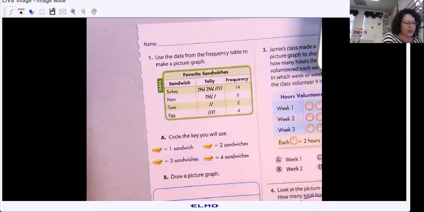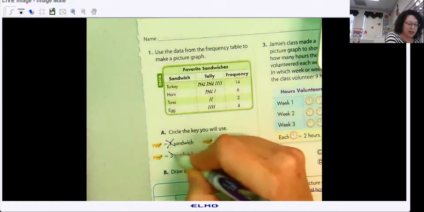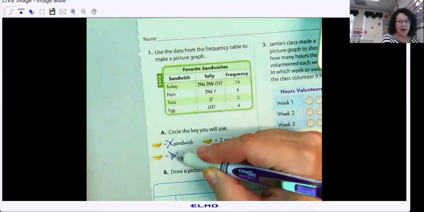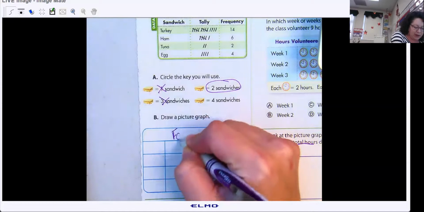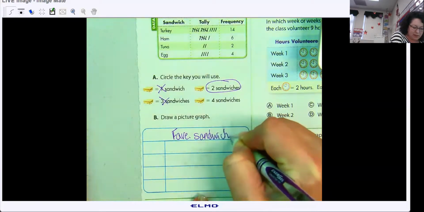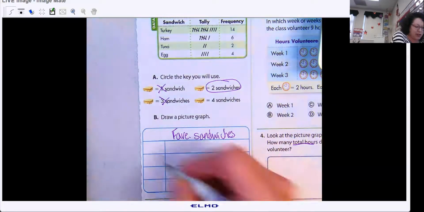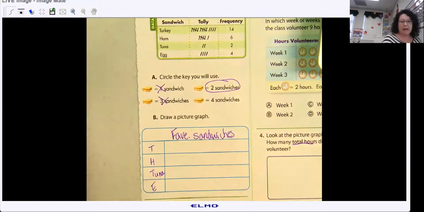All right, use the data from the frequency table to make a picture graph. And it says circle the key. So 14, 6, 2, 4. I'm not going to use 1 or 3 because these are all even numbers and these are odd. I'm going to pick 2. So I would title it favorite sandwiches. And I've got turkey, ham, tuna, and egg.